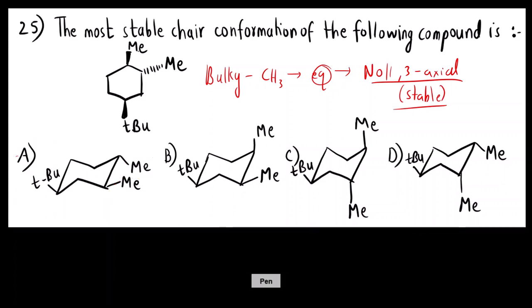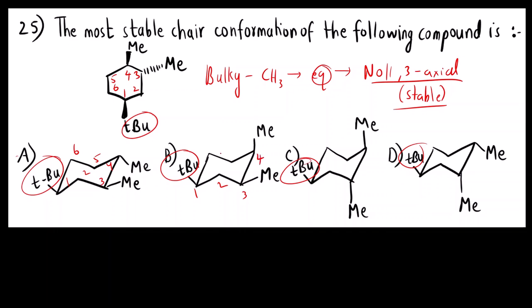Why? Because we have to check the stereochemistry as well. I will start numbering from here: 1, 2, 3, 4, 5 and 6. At the first position, tertiary butyl is above the plane. In all the cases, it is above the plane. Third position, methyl is below the plane. Here, methyl is drawn above the plane. This is wrong. Fourth position, methyl is above the plane. Here, it is drawn below the plane.